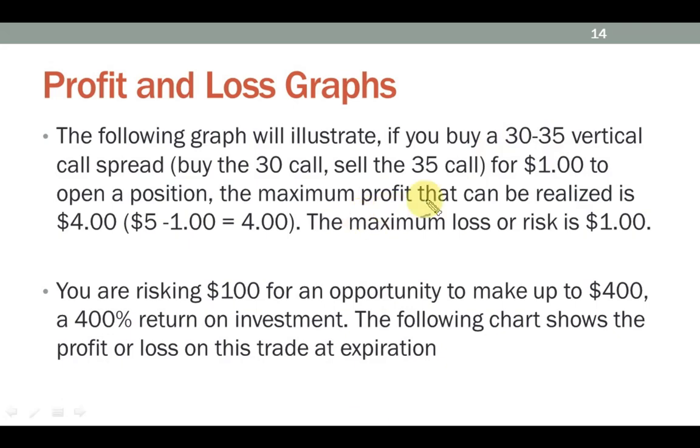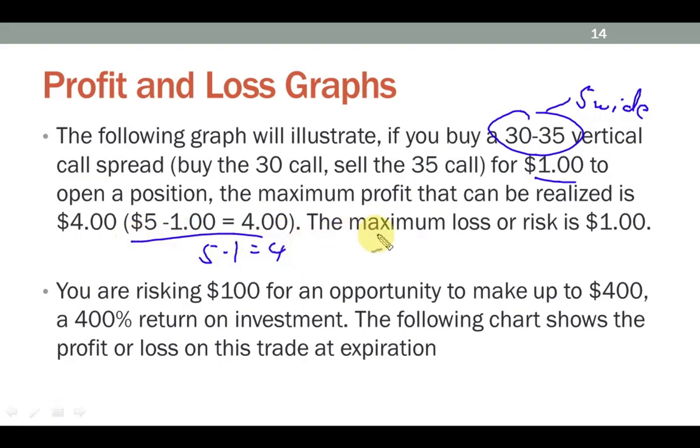So again, the first thing you want to identify is that it's a $5 wide spread, of which it looks like you went out and paid $1 to open the position. So all you've got to do is 5 minus the buck, which comes out to $4. Math is done right there. The maximum loss, or the risk in the trade, is the $1 you paid for it. So that's the max risk. You're risking, if you did one contract, $100 for the opportunity to make up to $400. That's a 400% return on the investment.